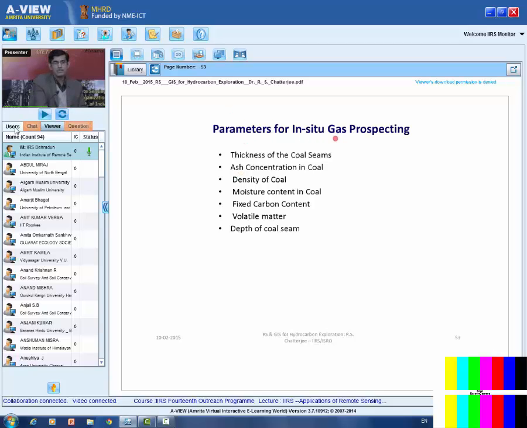Now, these are the parameters we have used for in situ gas prospecting: thickness of the coal seam, ash concentration in coal, density of coal, moisture content in coal, fixed carbon content, volatile matter, and depth of coal seam. We got these from the mining agencies. Basically, we worked in one area of Bharat Coking Coal Limited under Coal India Limited in Jharia Coalfield. We collected these data from the litholog, the mineralogy, and the quality of the coal.